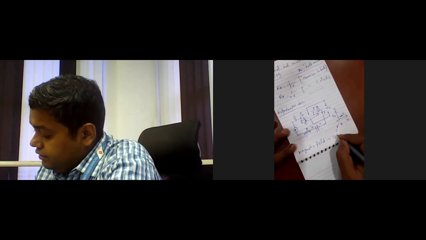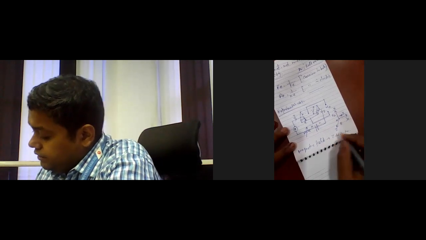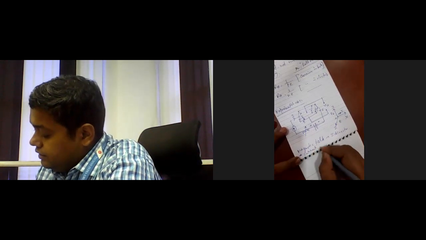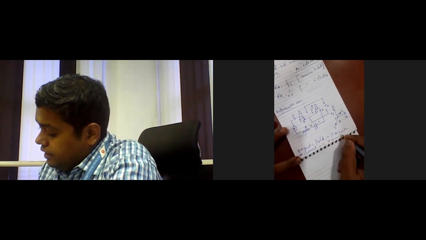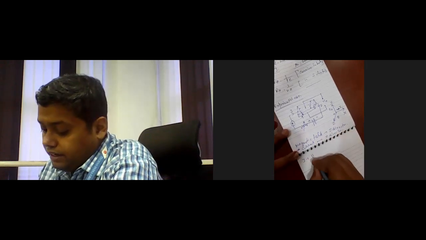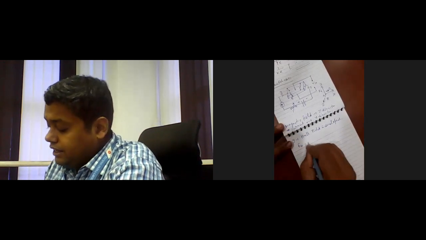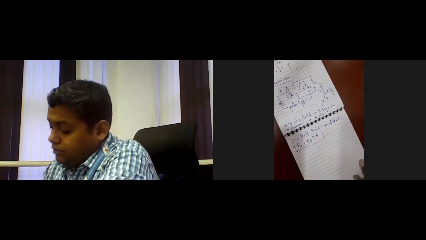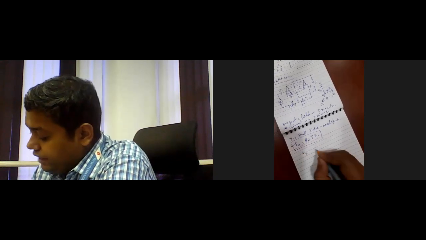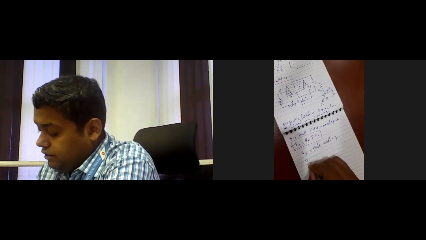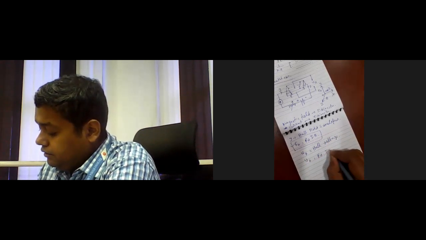in the Z direction, and the current in the X direction, and definitely in the Y direction the Hall field is developed, where FH is considered as RH into J into B, and VH, the Hall voltage, is equal to RH into JB into this width T.